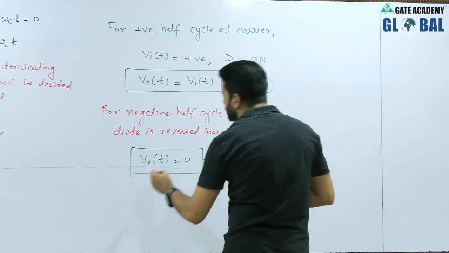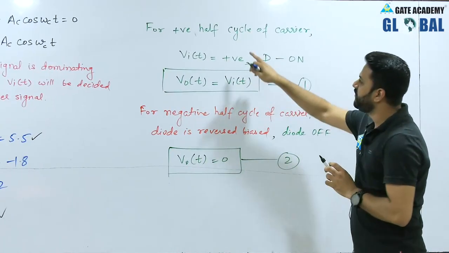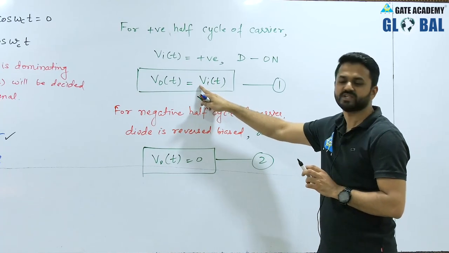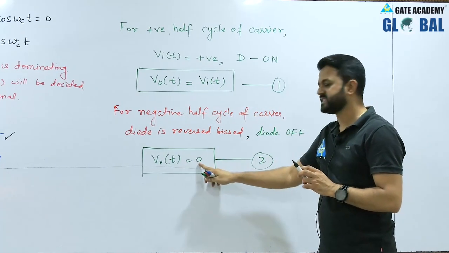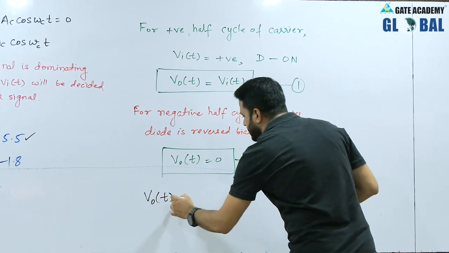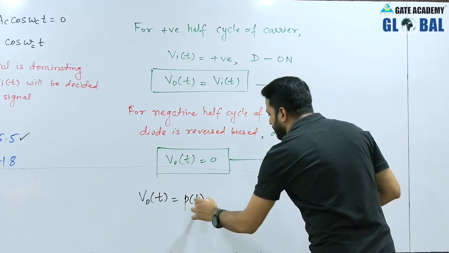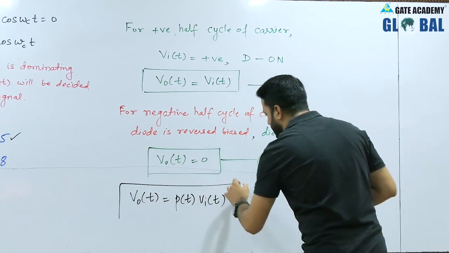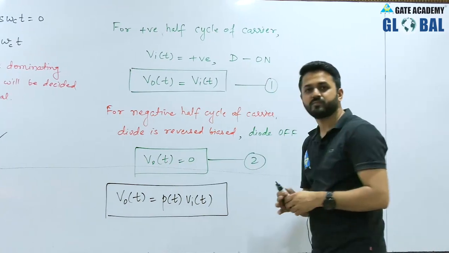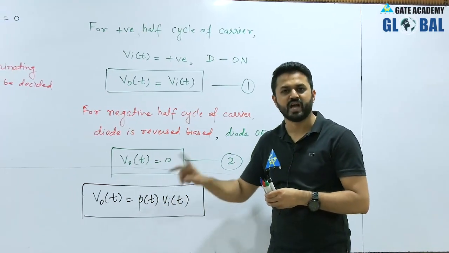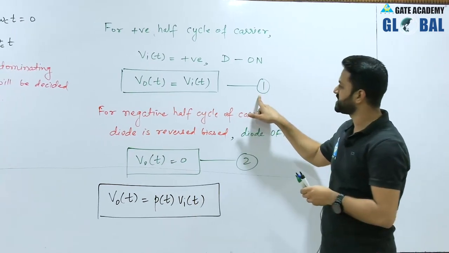So to combine these two equations, as we can see, for the positive half cycle of the carrier, Vi(t) has coefficient 1 and Vo(t) is 0. So we can say that this Vo(t) can be written as p(t) multiplied with Vi(t). If we write it like this, it means that for the positive half cycle of the carrier, this p(t) should have amplitude 1 to get equation 1.